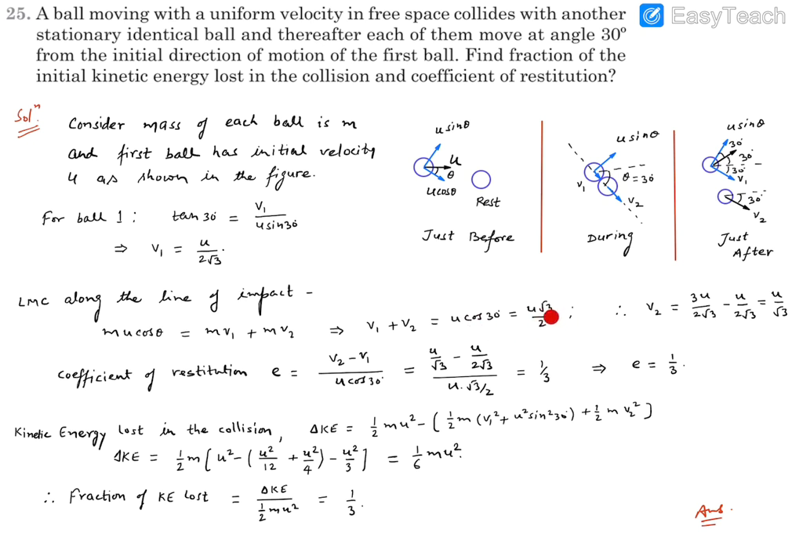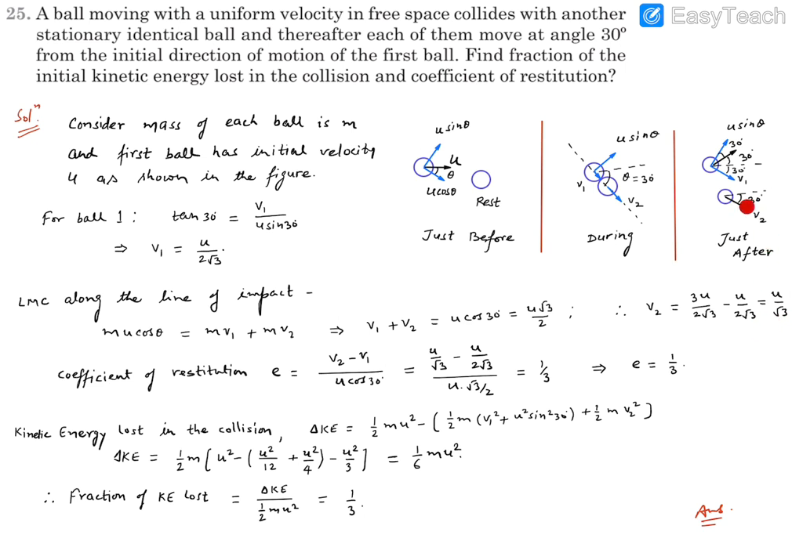Cos 30 is root 3 by 2. So v1 plus v2 is u root 3 by 2. We got to know what v1 is, so we can substitute over here to get v2. If we do so, we will find v2 is going to be u root 3 by 2 minus v1, which is u by 2 root 3. You can multiply this by root 3 upside down, so it will become 3u by 2 root 3. That simplifies to u by root 3. So v2, that means the velocity of the second ball, comes out as u by root 3.